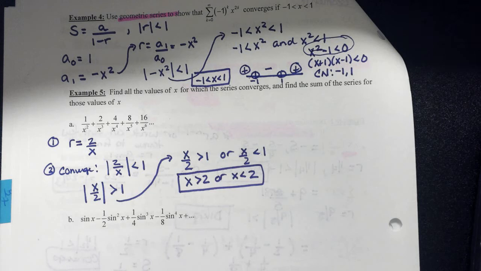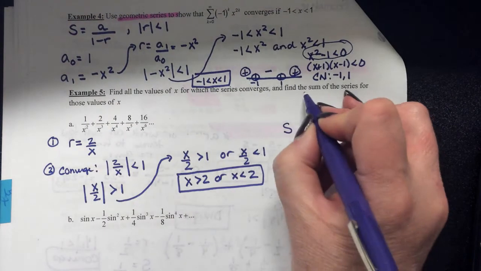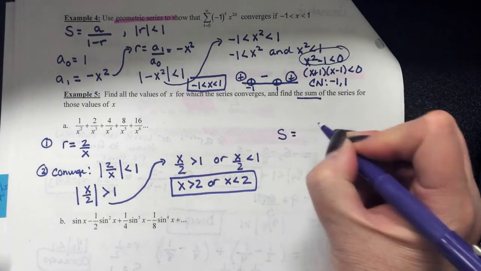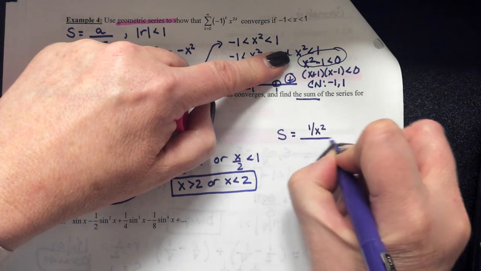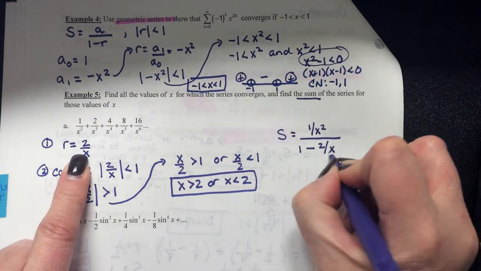So that's where it's going to converge. Now, to find the sum, because it's also asking you to find the sum of the series, I'm simply going to take the first term, which is 1 over x squared, divided by 1 minus the common ratio, which is 2 over x.